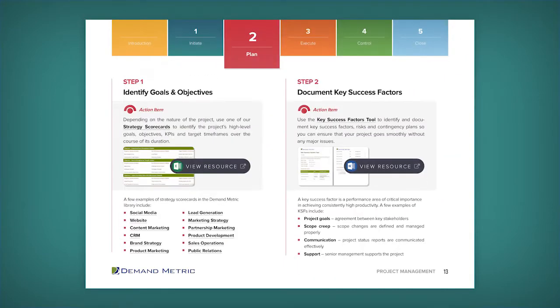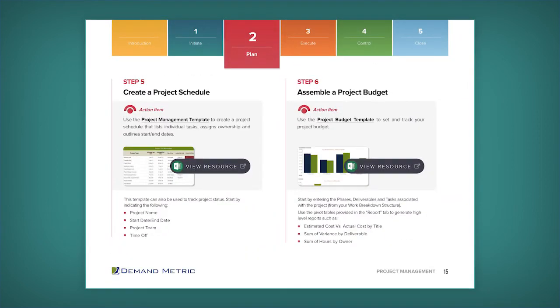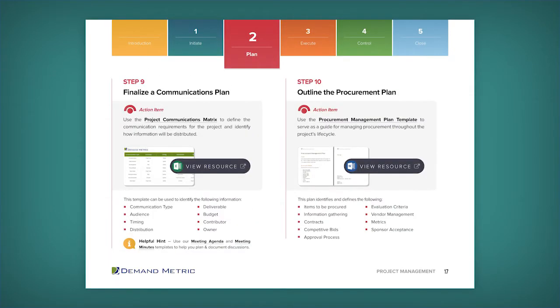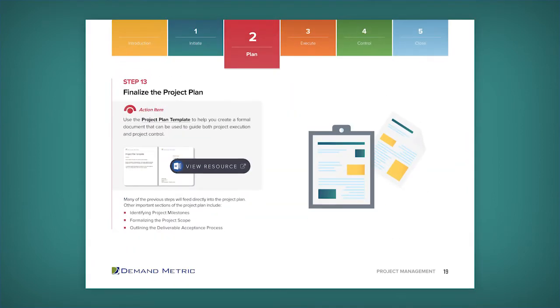And here, the first step is to identify goals and objectives, and then document key success factors. You're going to define a work breakdown structure, build your project team, create a project schedule, assemble a project budget, build a risk management plan, create a change management plan, finalize a communications plan, outline the procurement plan, create a quality management plan, obtain project approval, and then ultimately finalize that project plan.